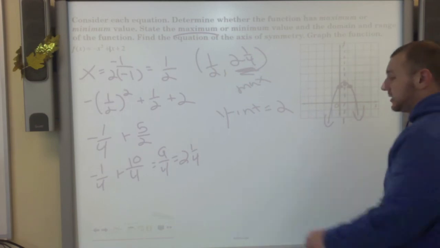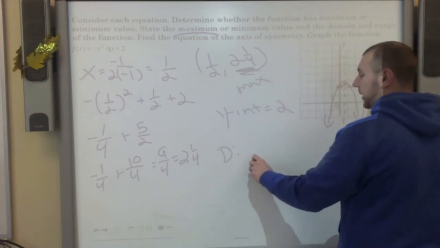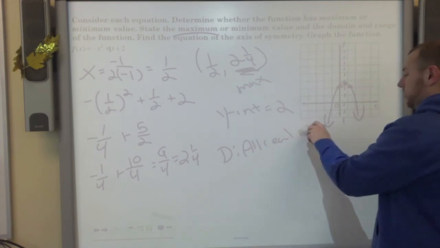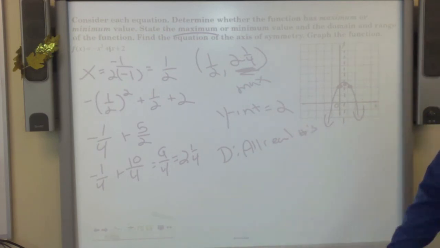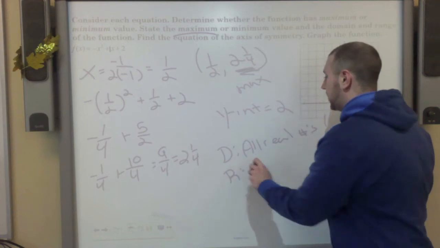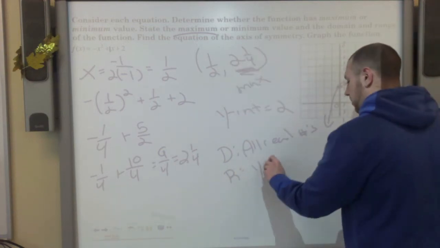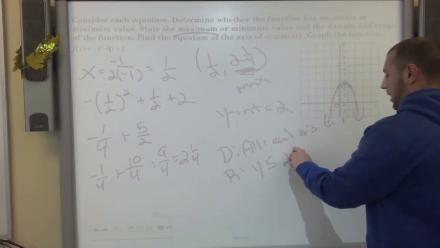In this case, my domain is always going to be all real numbers. My range, because my max value is at 2 1/4, it's going to be all y values less than or equal to that.